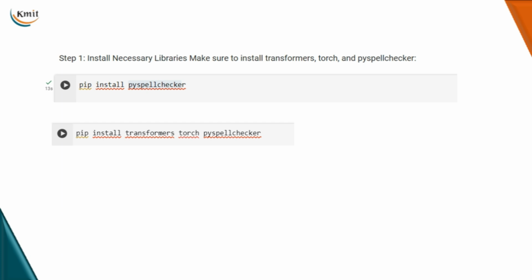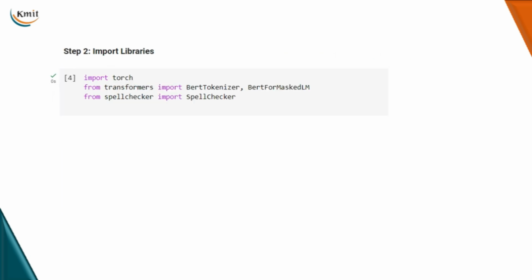Now let's start implementing. First, we install the necessary libraries. Make sure you install transformers. Basically, first I install the spell checker, and after that I install this library. So we install the necessary libraries in the first step. After doing that, I import the required libraries.